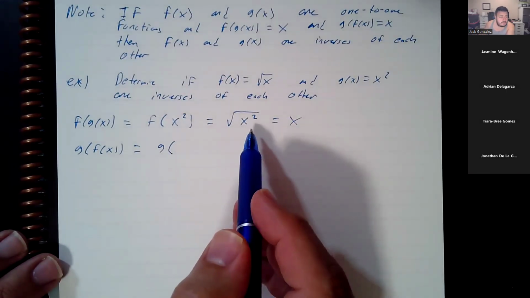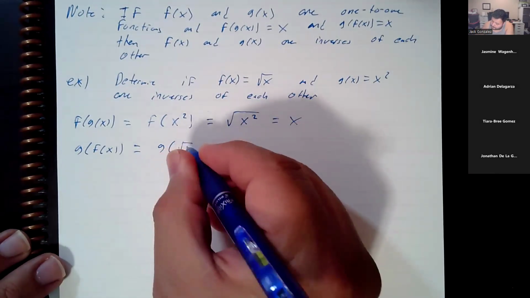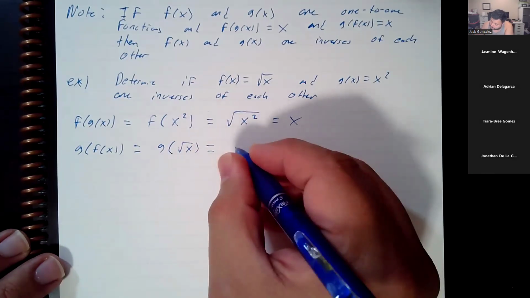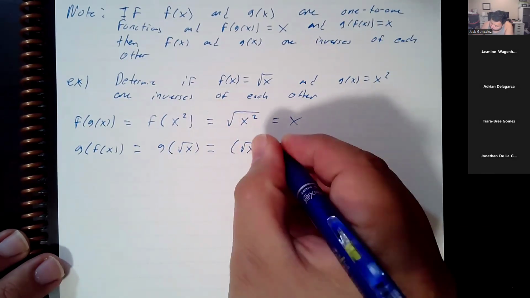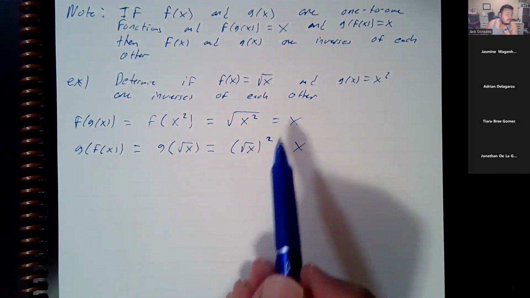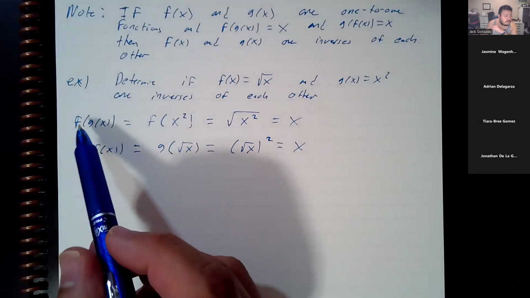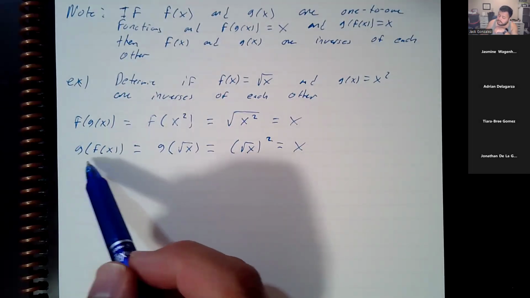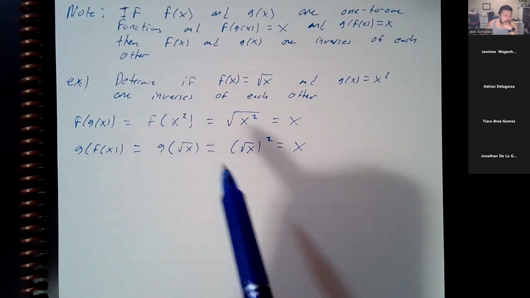You see how the square root cancels the x squared, right? And you see how they both cancel? They both give me x, no matter if I compose f and g first, or g of f this way. I end up with just an x.